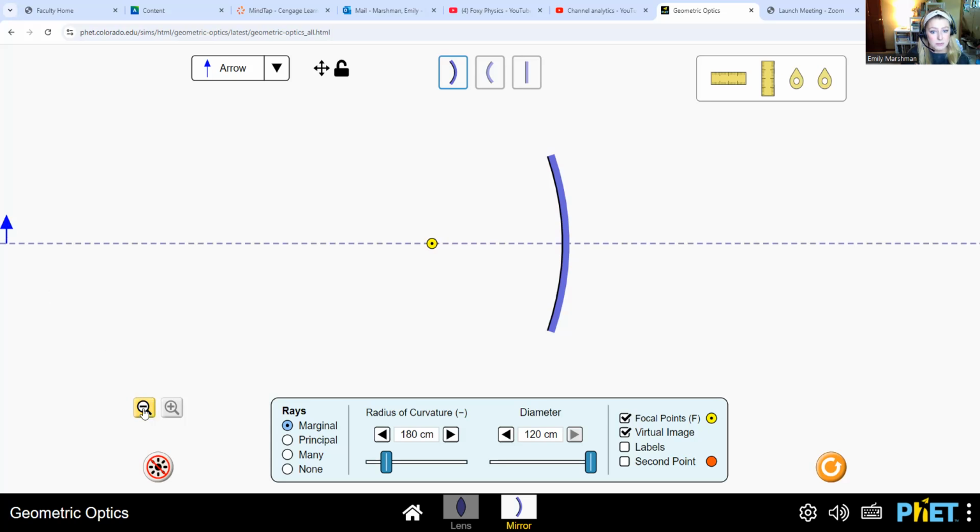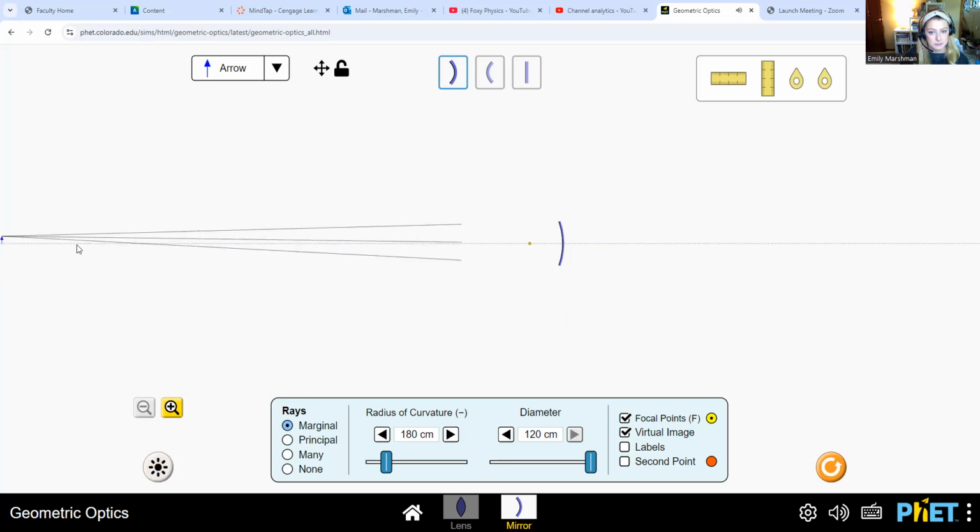And I'm going to zoom out actually because I want to show you something. If I take this object and I put it really far away from the concave mirror and I turn the light on, what do you think is going to happen to the light that hits this mirror and reflects off of it? Let's turn on the light.